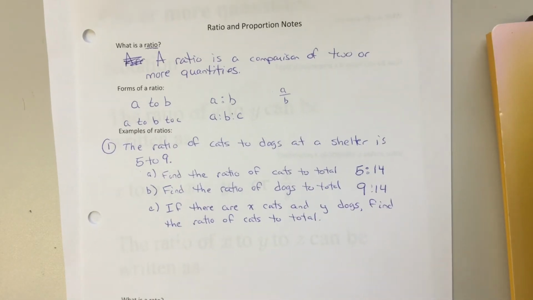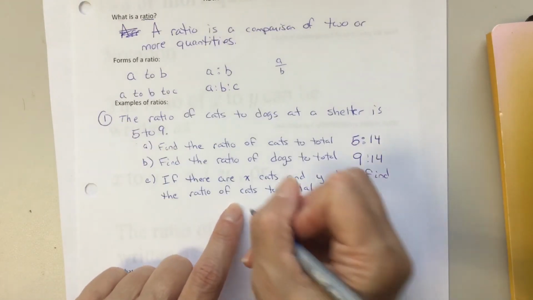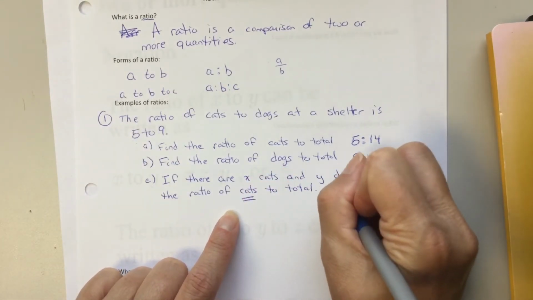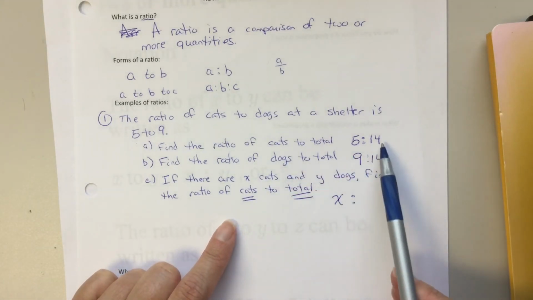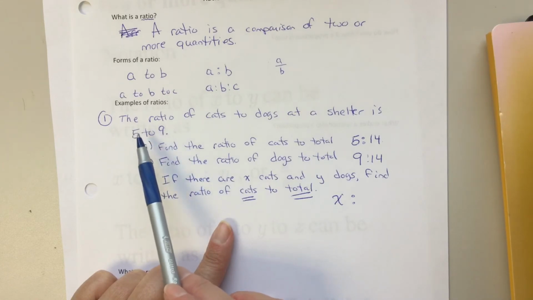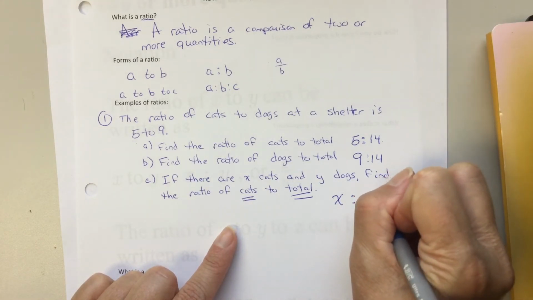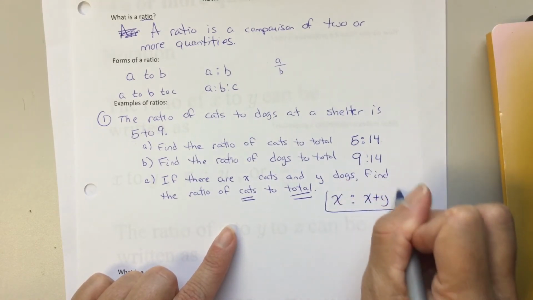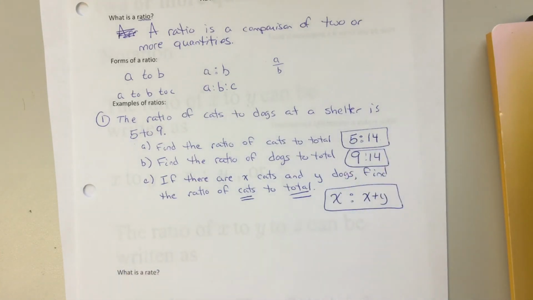Okay, so very similar to part A, but we don't know how many cats, so it's X cats and Y dogs. So we'll start with cats. We put that one first, so that would be X. And then we want total. So what we did up here is we added the 5 and the 9 together. So here we will add the X and the Y together, and that will give us X plus Y. So that would be our ratio of cats to total.